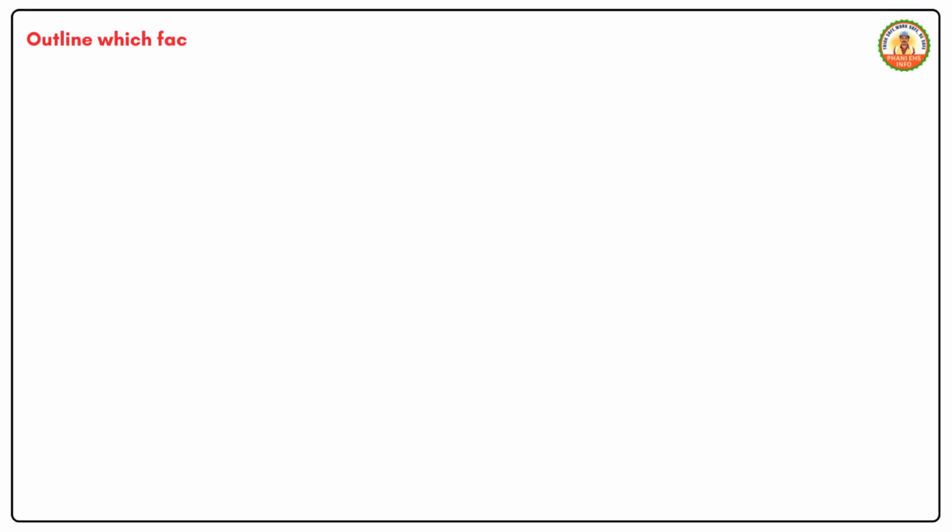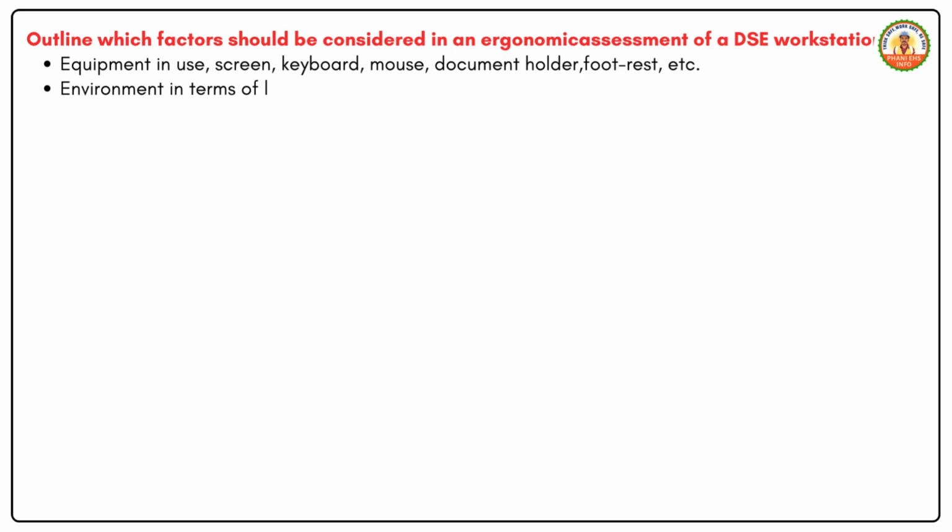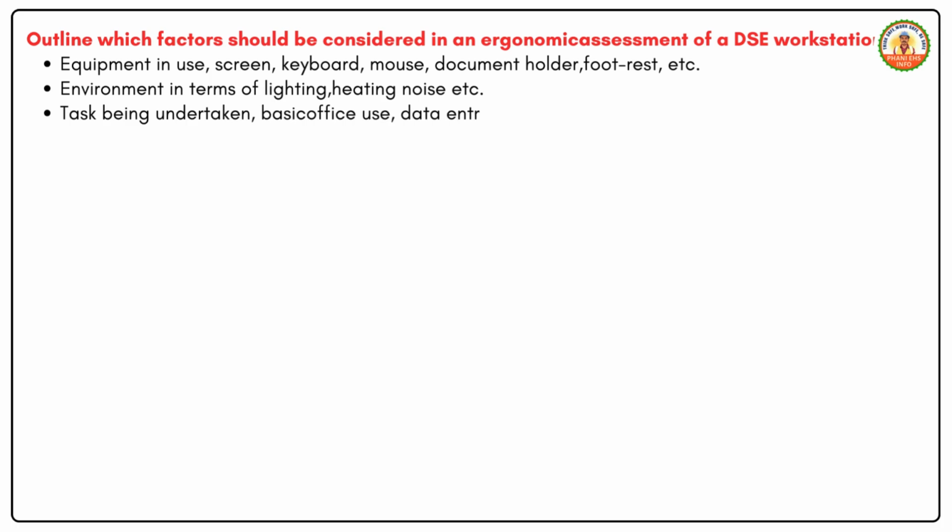Outline which factors should be considered in an ergonomic assessment of a DSE workstation. Equipment in use, screen, keyboard, mouse, document holder, footrest, etc. Environment in terms of lighting, heating, noise, etc. Task being undertaken, basic office use, data entry, information requiring a high degree of concentration, etc.